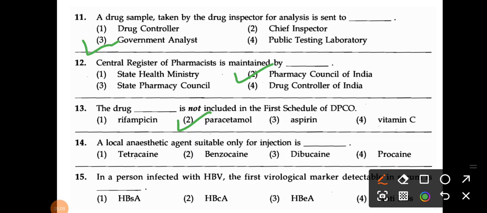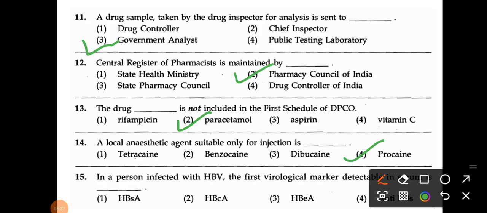So 14th, a local anesthetic agent suitable only for injection is. If you look at the classification of your local anesthetics, because that chapter is very important from your pharmacology, the question is directly asking about that classification here. The options are tetracaine, benzocaine, dibucaine and procaine. So here the correct answer is your procaine, right? Because procaine is your injectable local anesthetic.